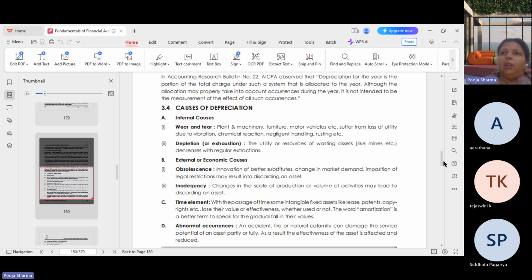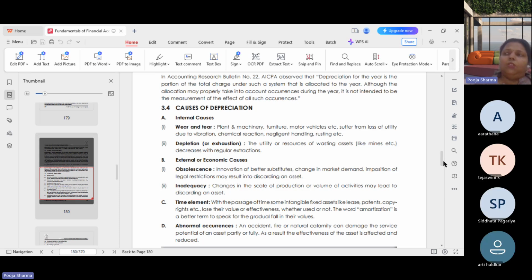As time passes, many technologies change. You can see many examples in front of you. With the passage of time, some intangible fixed assets like lease, patent, copyright, all these intangibles lose their value, whether used or not. The word amortization is better to describe this gradual fall in the value. Amortization is the term used for intangible assets.